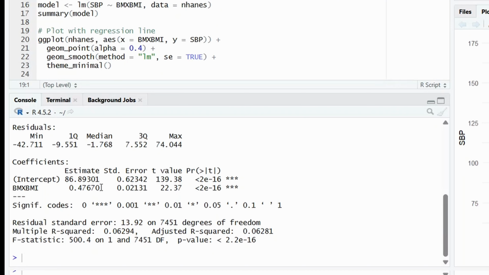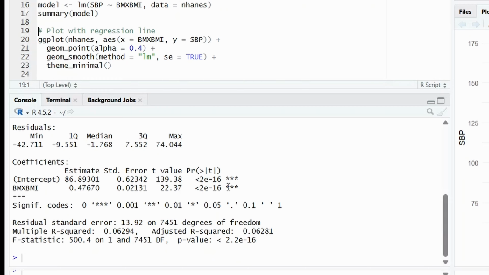0.4767. This means that for every 1 unit increase in BMI, systolic blood pressure increases by about 0.48 millimeters of mercury on average. So for example, a 10-unit increase in body mass index would be associated with roughly a 4.8 millimeters of mercury increase in systolic blood pressure. The p-value for BMI is less than 2 times 10 to the negative 16, which is far below 0.001. This indicates that the relationship between BMI and systolic blood pressure is statistically significant. We can reject the null hypothesis that the slope is equal to 0.